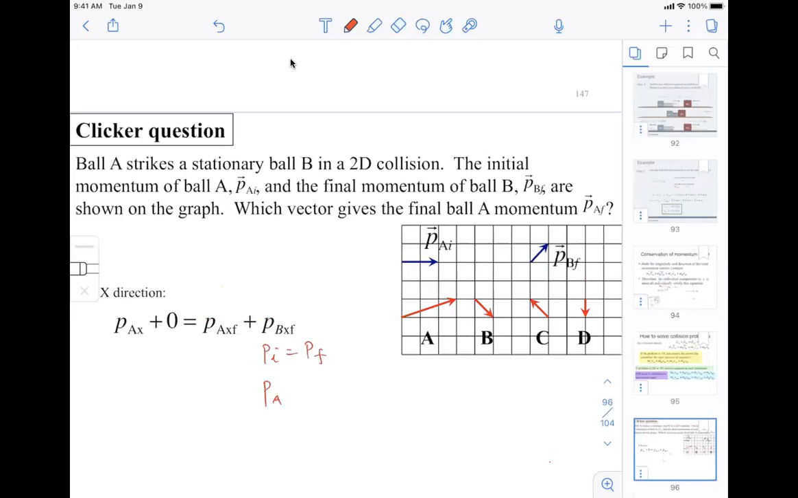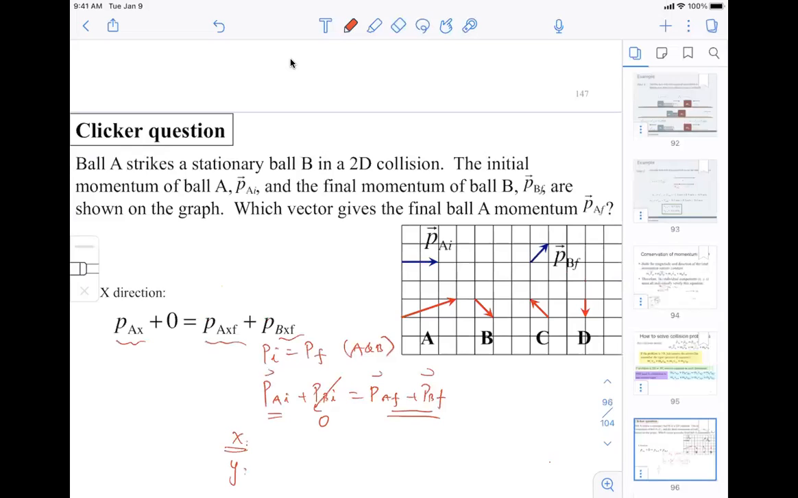So initial, you have PA initial, PB initial. You have PA final, PB final. It's for the A and B system. Okay, B originally is at rest, so it's really just these. You can look at them as if they were vectors, or you can break them down into X component and Y component. You write it down for the X component, you're going to have this.